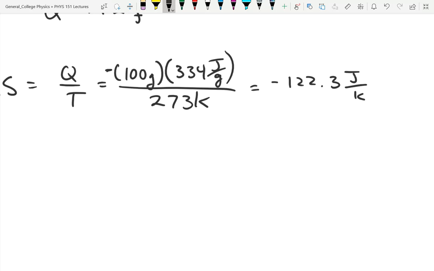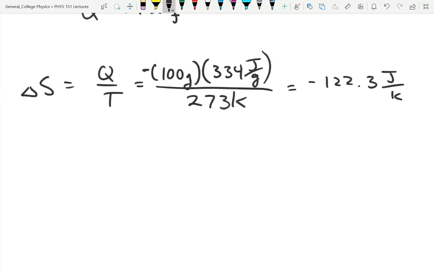Notice the units are joules per Kelvin for entropy. So we've calculated how much entropy change there was for freezing the ice. It's negative. That's a lower entropy because it's becoming more ordered. Is that shocking? No, that's what we expected.